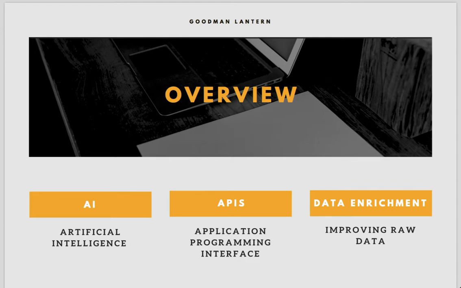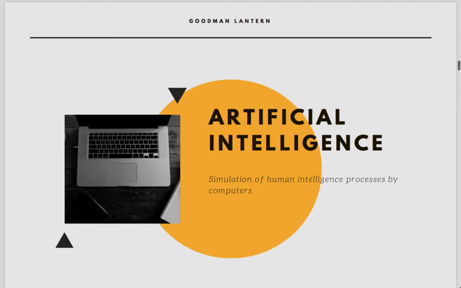Within this course, I'll be talking about 3 different aspects of business and technology. The first one is AI, or artificial intelligence. Number 2 is APIs, that's application programming interfaces. I'm going to tell you more about it in the next few slides. And finally, data enrichment, that's helping you improve your data and making it more useful for your business.